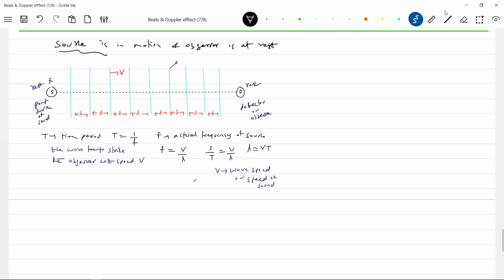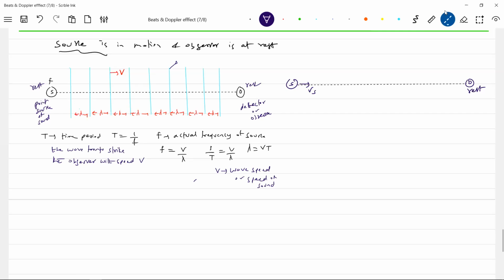Now, if the source starts moving, tell me what will happen? No, you are at rest. You are at rest. Let me wind up things here only. So this is the observer, who is at rest. The source is going to move. Let me write Vs. What will happen to the distance between wavefronts?